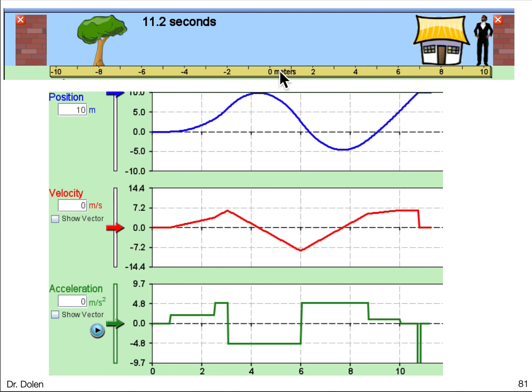At this point we get back to the origin, and then we start again walking in the positive x direction, and then finally he hits a wall, right? Walks right into the wall. So we can understand our position graph.